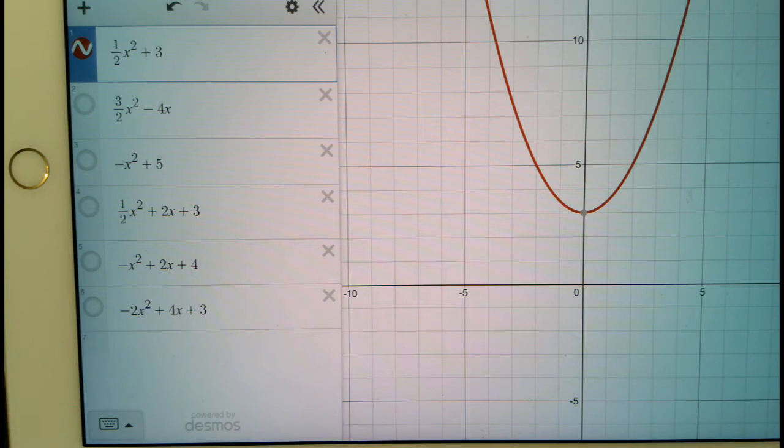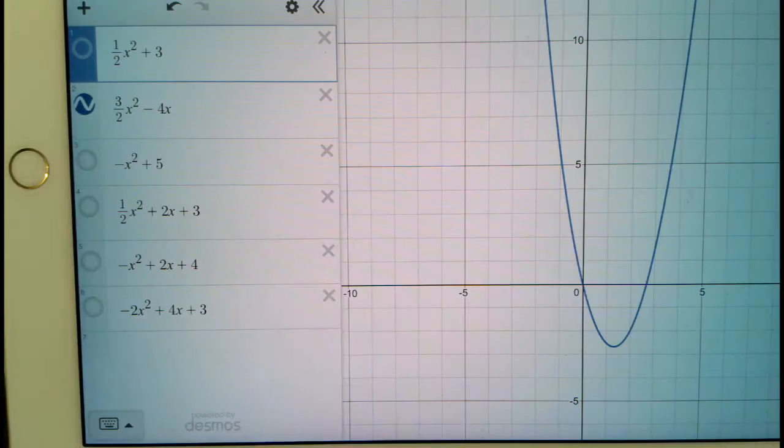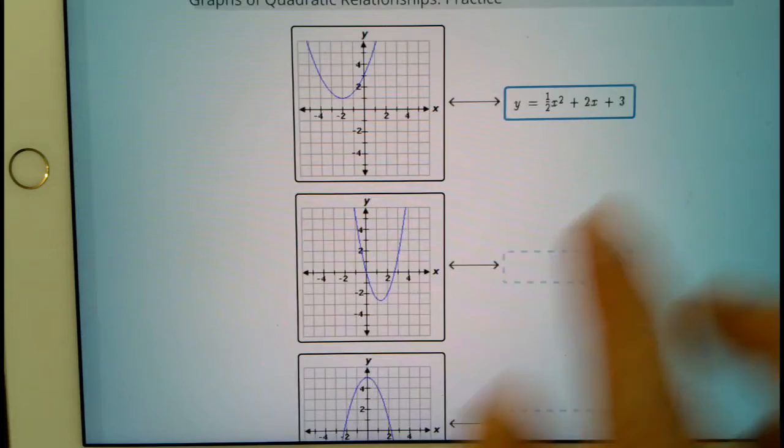And there's the 1/2 x squared plus 3, which doesn't even touch the x-axis, so I'm going to turn that one off. Let's turn the 3/2 x squared minus 4x in there. We do go through (0, 0). It does look like our vertex is (1.5, -2.5). So here is our answer for that one.